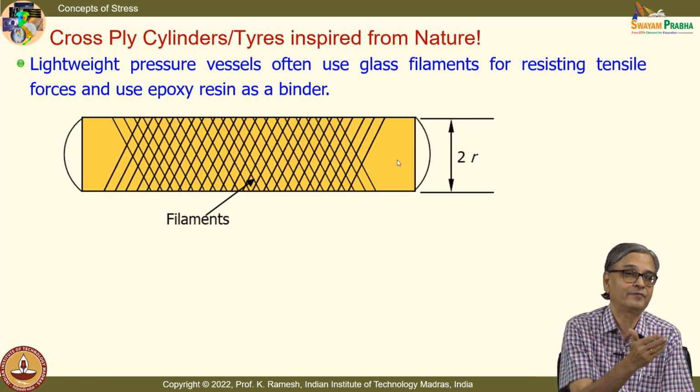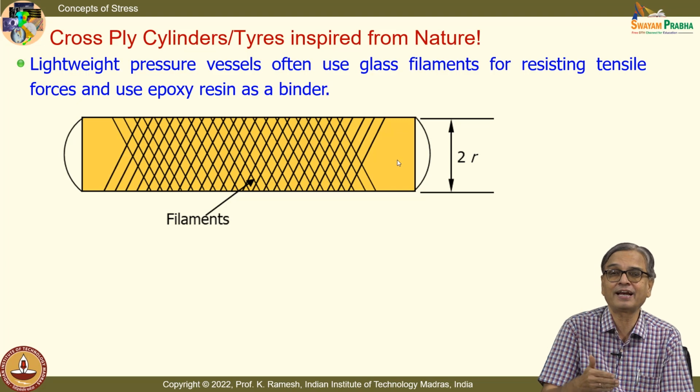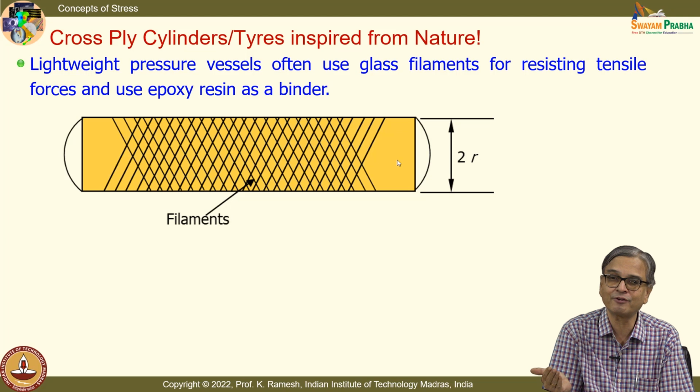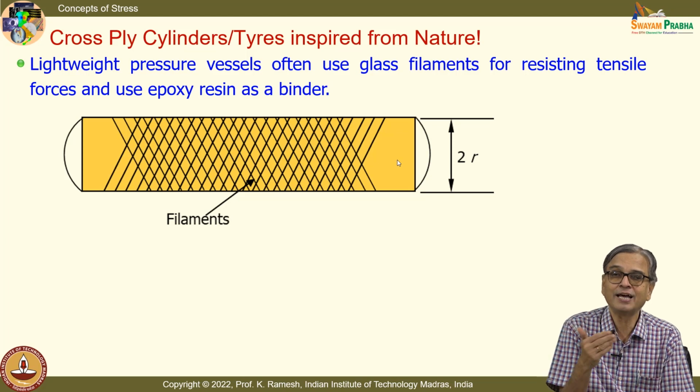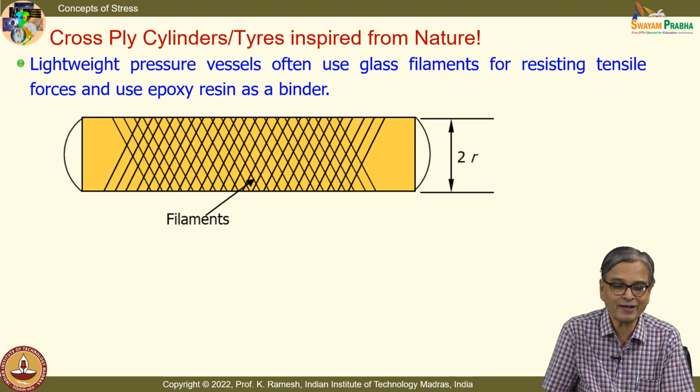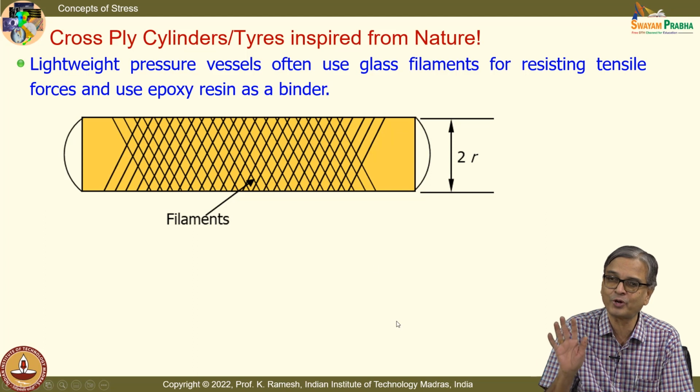When I have a stress applied, I have PR by T in the tangential direction and PR by 2T perpendicular to that. So, is PR by T larger or PR by 2T larger? So, I should have the fiber oriented towards the vertical axis. That is what is shown here. So, from that point of view, it is fine.